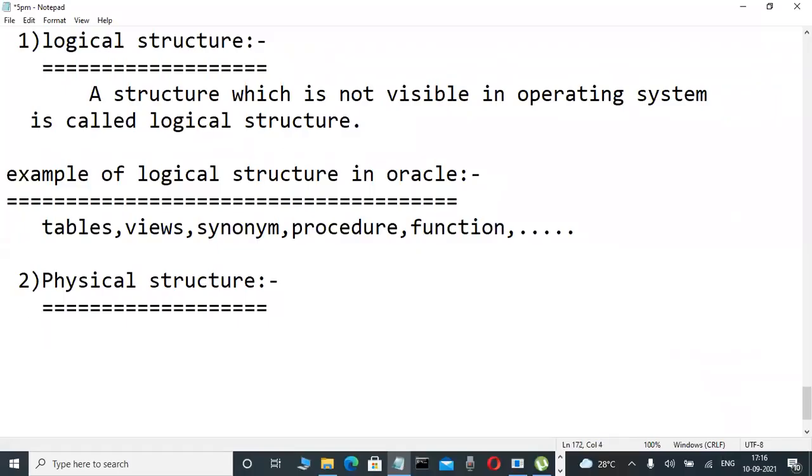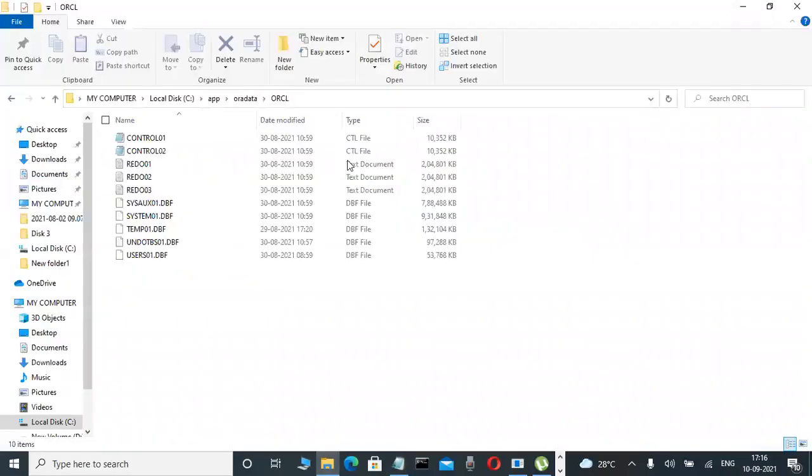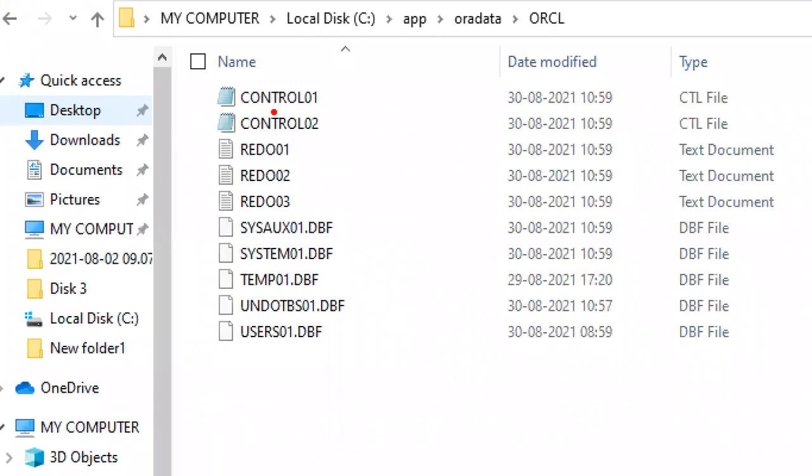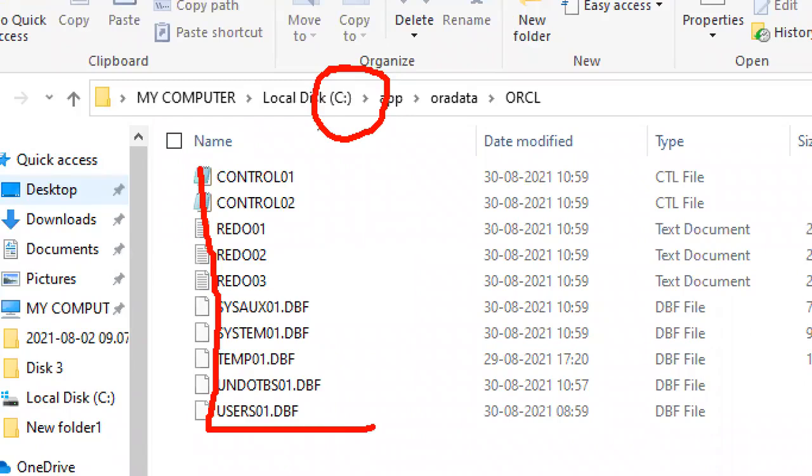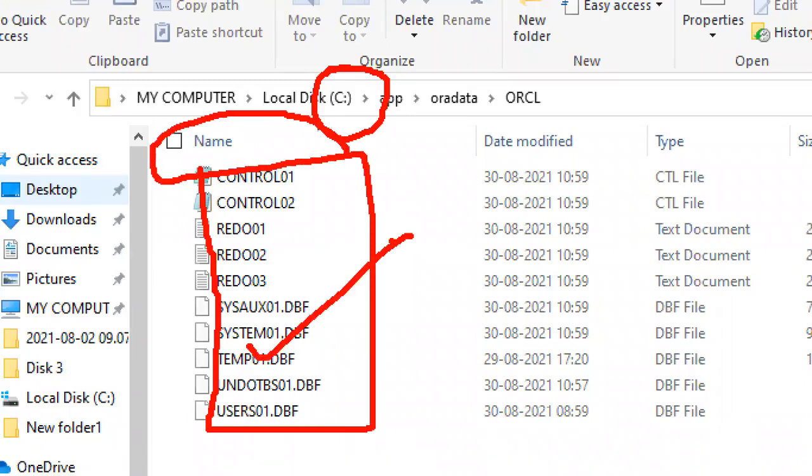Physical structure means the opposite. Whenever we install any software, not only Oracle, Java, .NET, any software you load into the operating system, some files are created. Observe here, in C colon, D colon, some files are created. Same as in Oracle, SQL Server, MySQL, a collection of files are there: .dbf files, .log files, .rdb, CTL files. So many files are there.